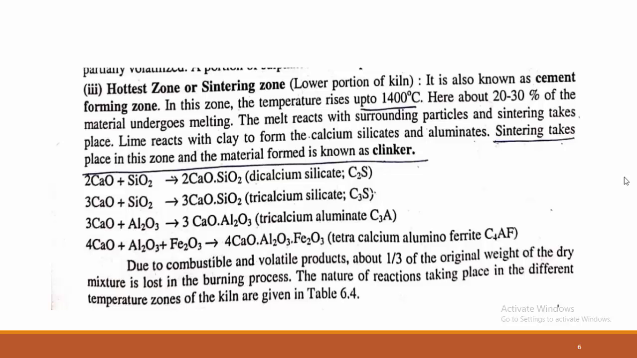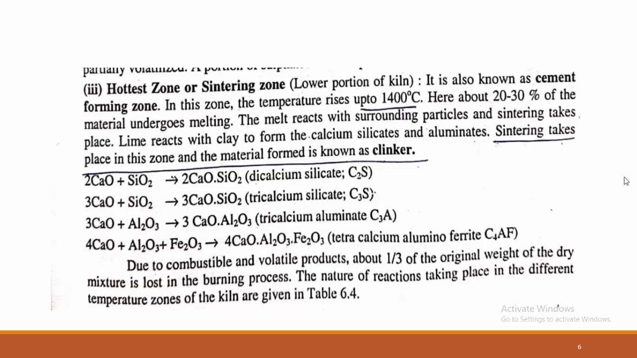Sintering takes place in this zone, and the material formed is known as the clinker. Clinkers are nothing but round spherical formations of the material. In the hottest zone, or sintering zone, the formation of the clinker takes place. The clinkers are then treated with cooling and further processing.